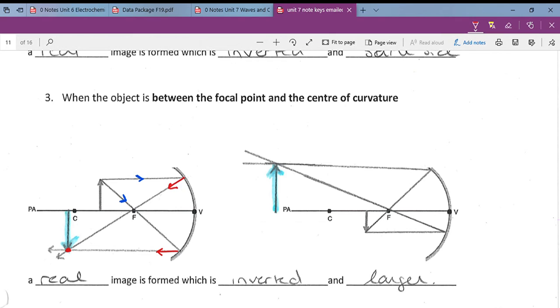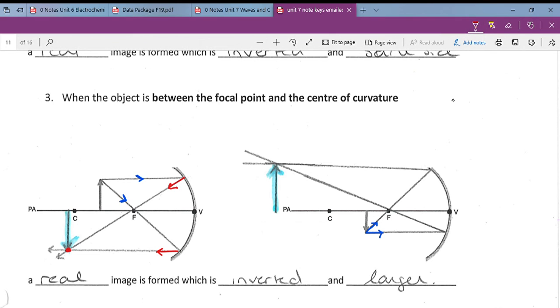This next one, I'm glad I used the highlighter so I can tell which one's my original image and which one's my reflection. We're going to do the exact same thing. So from the top of my original image, we are going to have one incident ray come parallel to the principal axis, one incident ray come through the focal point. Then we're going to have our reflections.